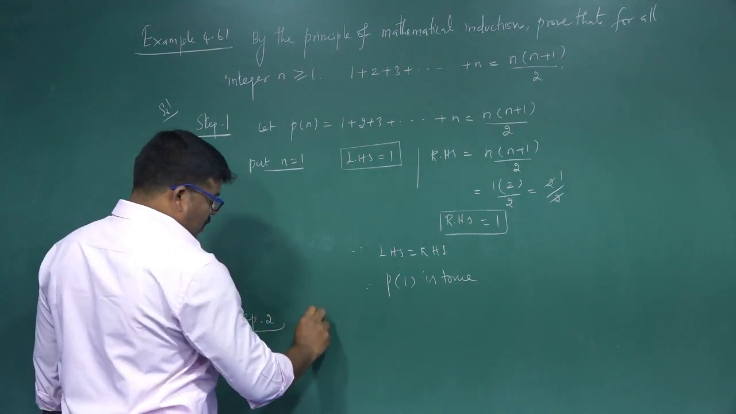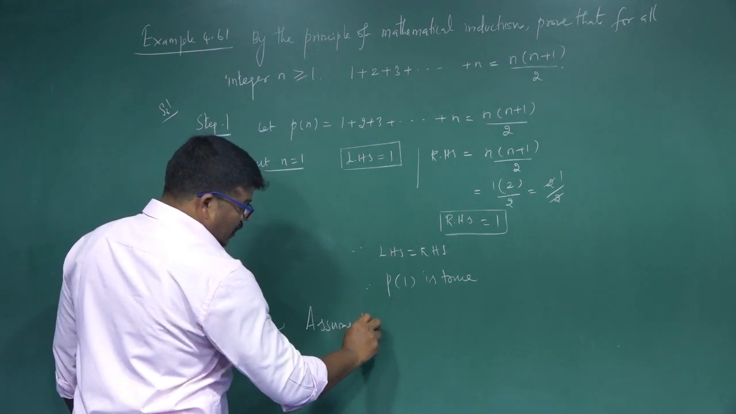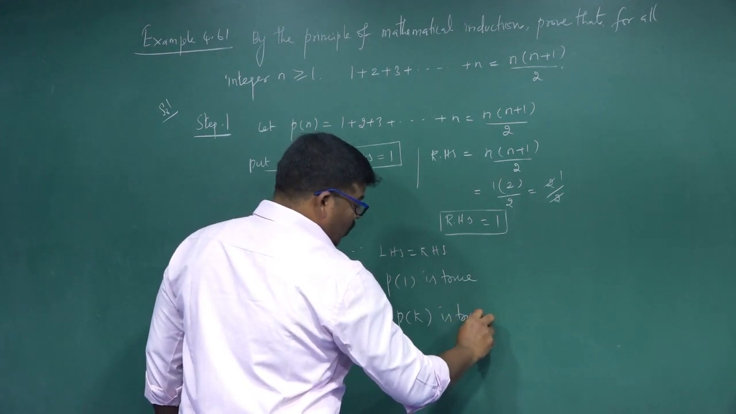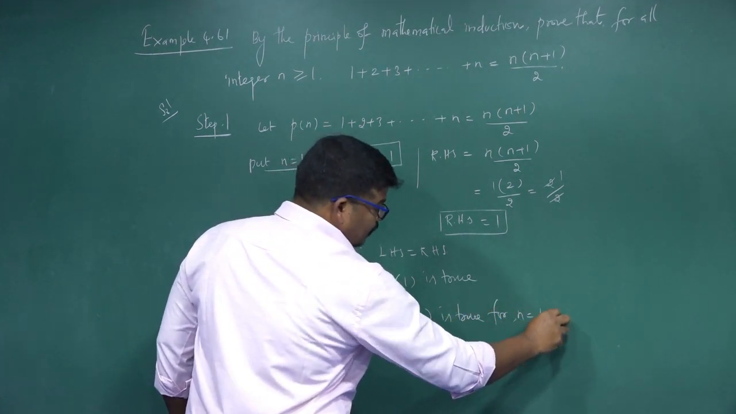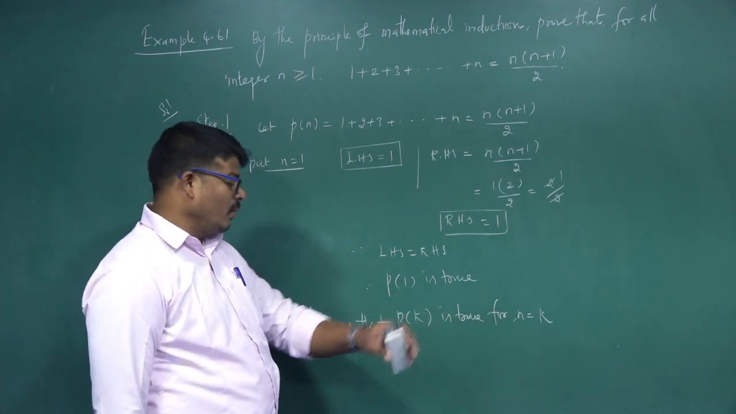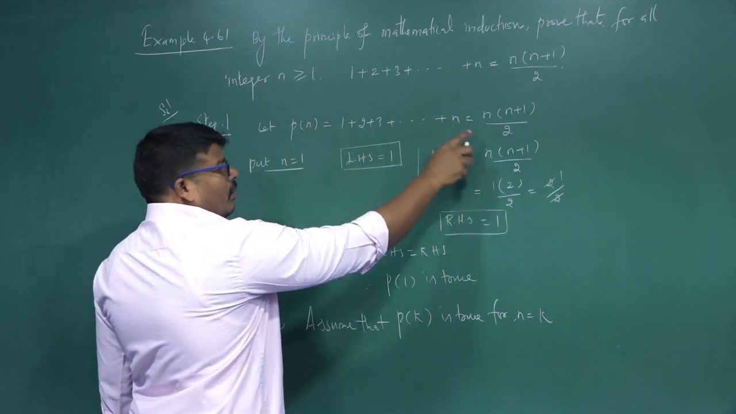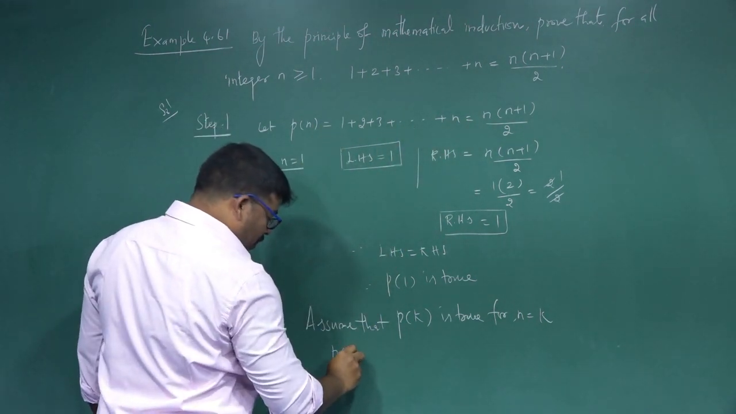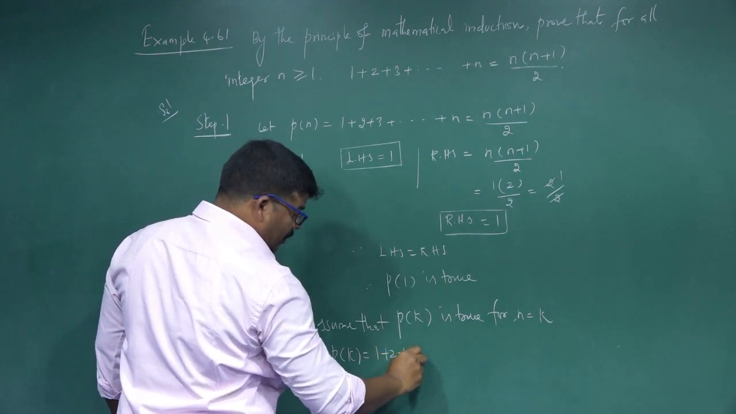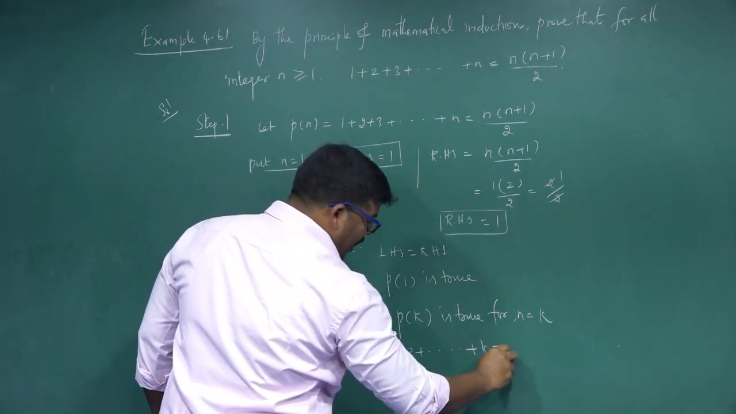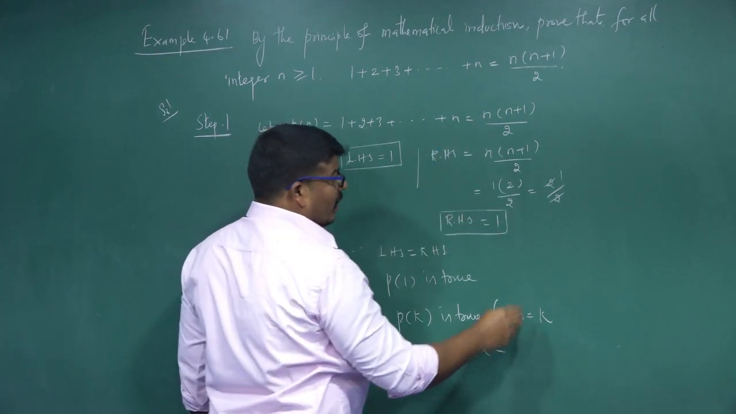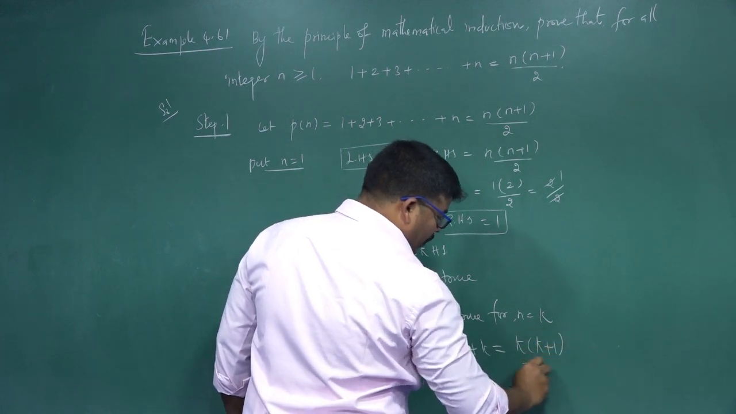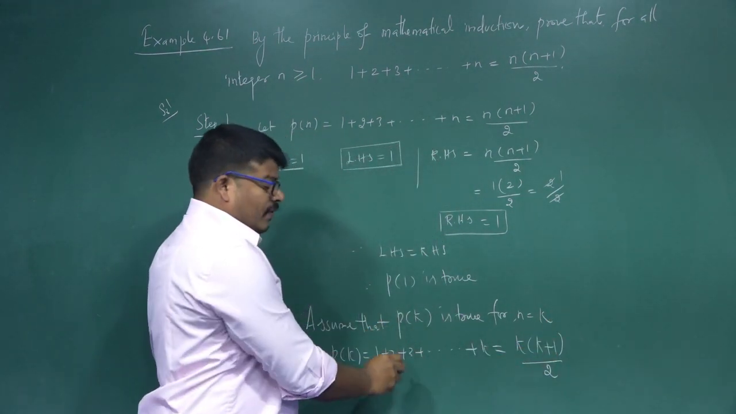And step 2: assume that P of k is true for n equal to k. Now substitute n equal to k in the statement. P of n with n equal to k is P of k, which equals 1 plus 2 plus 3 and so on, plus k, equal to k into k plus 1 by 2. That is P of k.